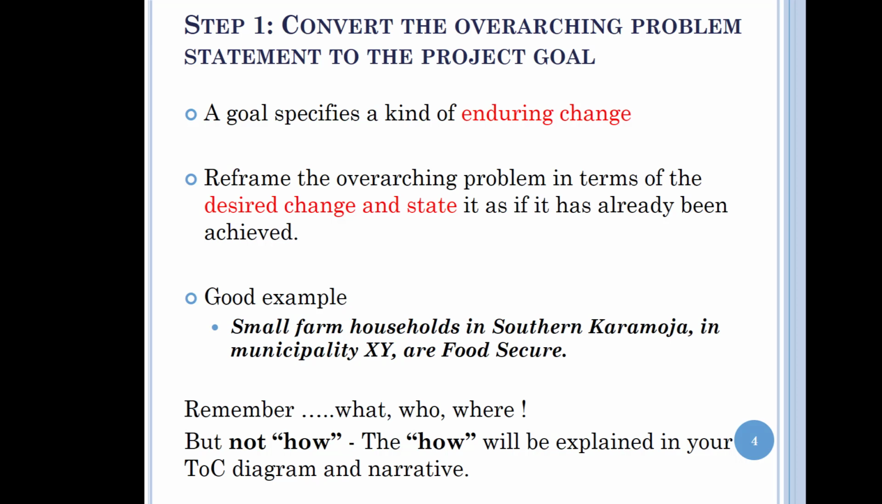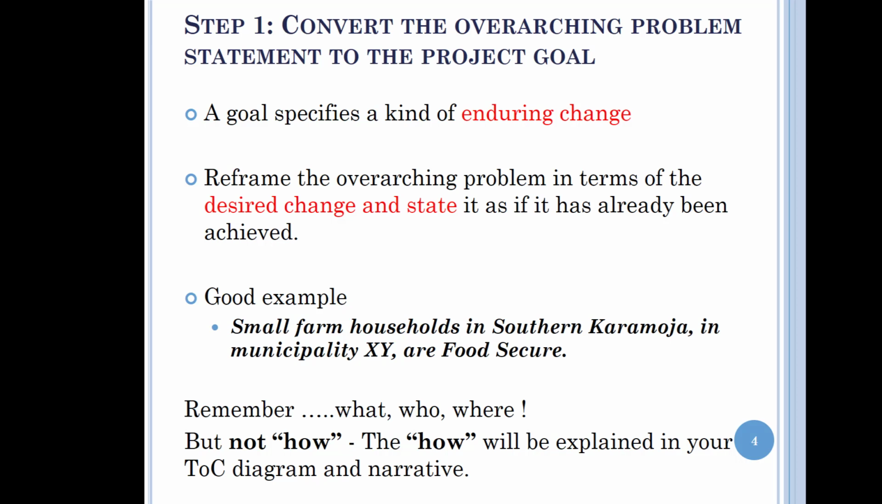Let's take the first step, which is to convert the overarching problem statement into the project goal. We have drafted a strong overarching problem statement, and now we will use this statement to define a goal. The goal should specify the kind of enduring change we hope to see in the lives of a certain impact population, group or community that we are targeting. To convert the problem statement into a goal, it needs to be reframed in terms of the desired change and stated as if it has already been achieved.